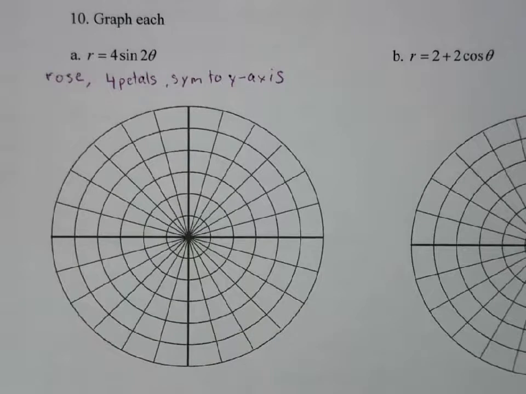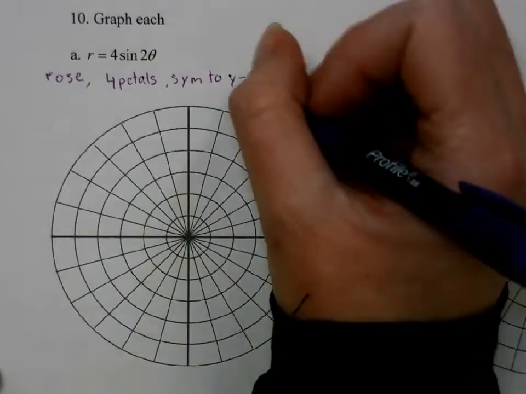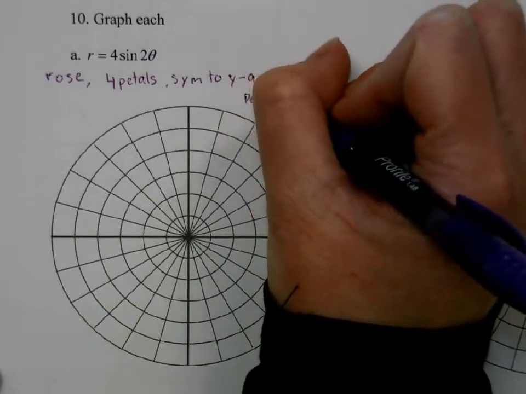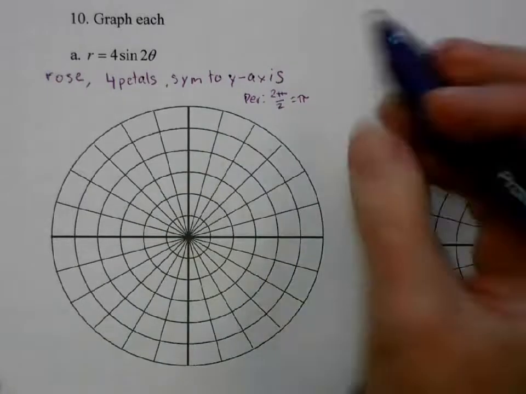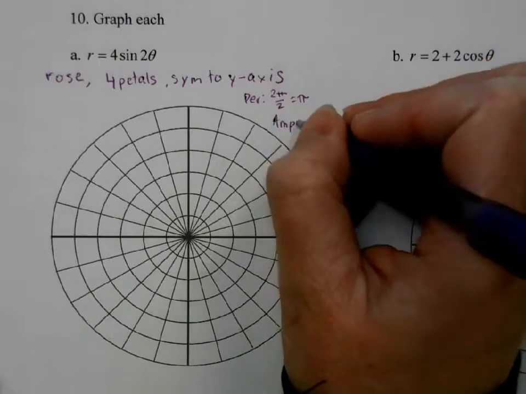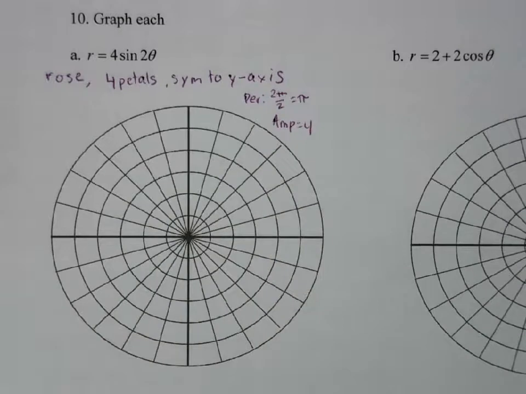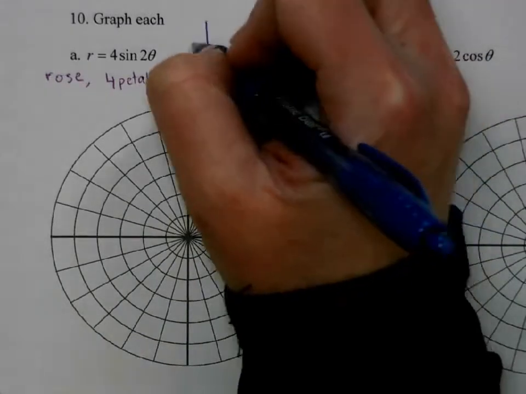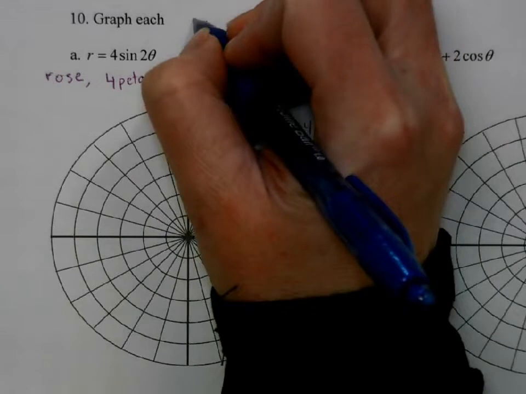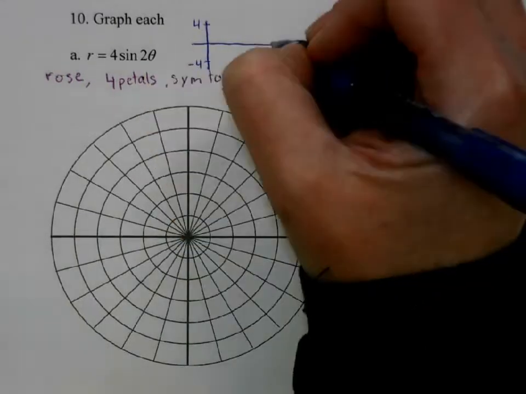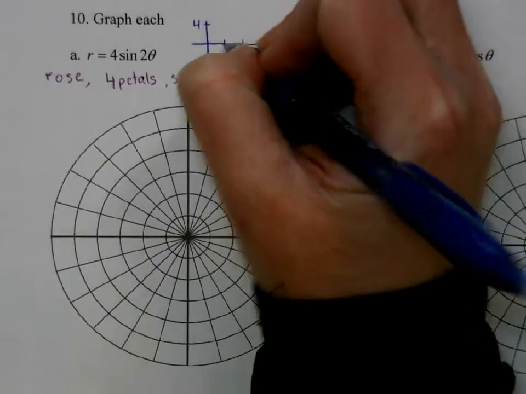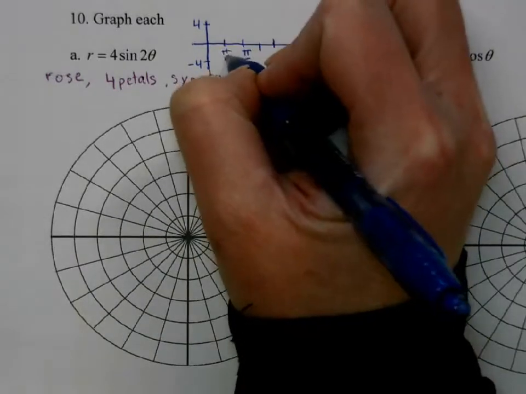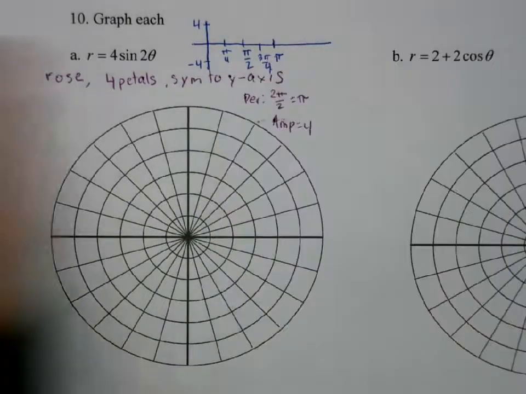So for the rectangular graph, the period is 2 pi/2, which is pi. And the amplitude is 4. So if I'm graphing the rectangular graph, this is 4, this is -4. I'm going to put pi here, which makes this pi/2, split each of those in half, pi/4, 3 pi/4. It's a sine, so it starts at the midline, then goes up.